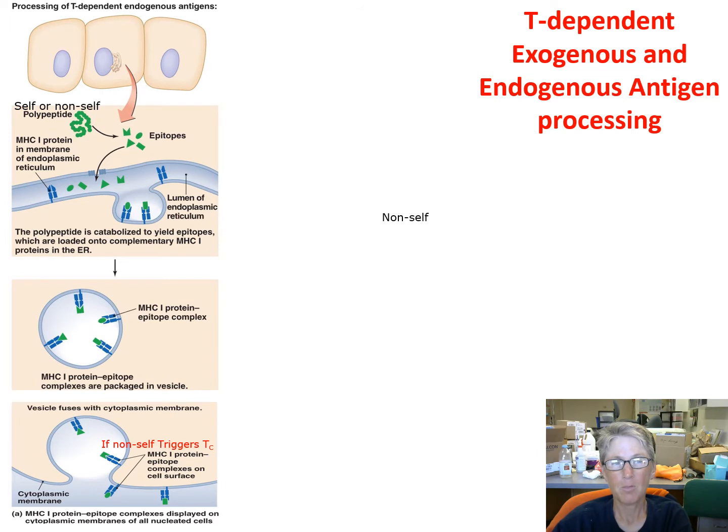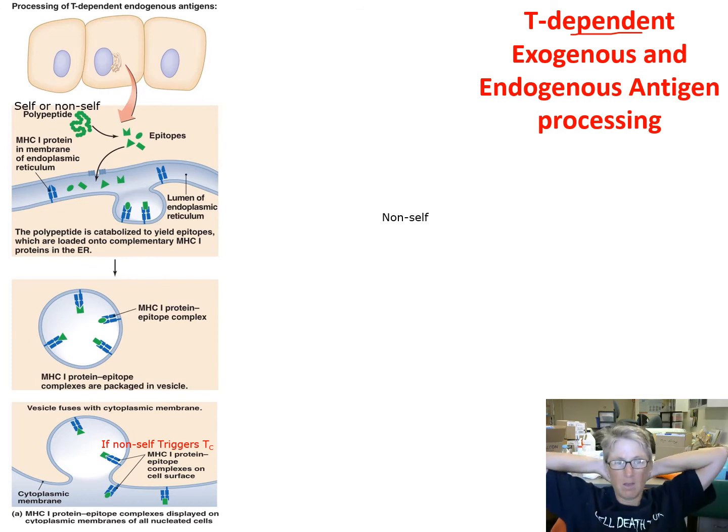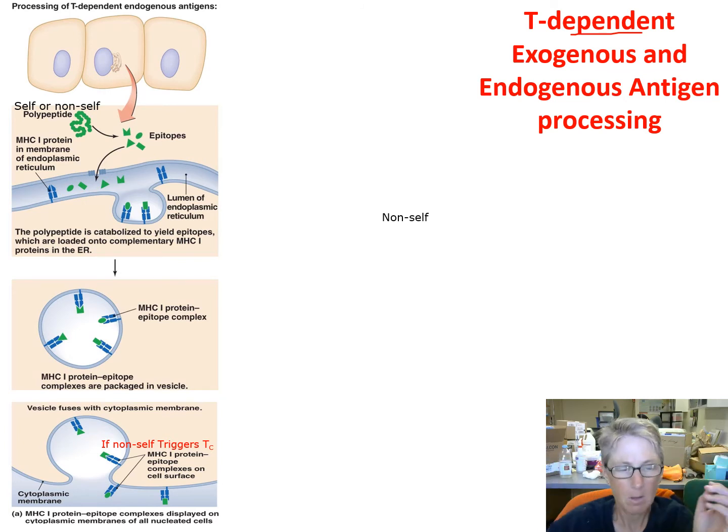Okay, these are cartoons for T-dependent exogenous and endogenous antigen processing. So this is where you would present your antigen to a T cell, and then the T cell would do its job. So it's T-dependent. Let's look at this first column. This is processing of T-dependent endogenous antigens.